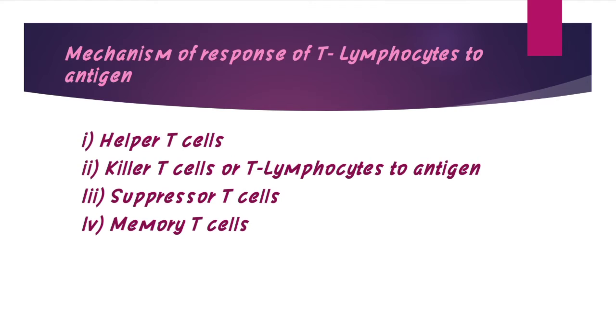The third one is the suppressor T cell. These cells suppress the entire immune system against attack on the body's own cells. It is also known as the autoimmune system. And the fourth one is known as memory T cells. These are previously sensitized cells which retain the sensitization memory for a long time in future.